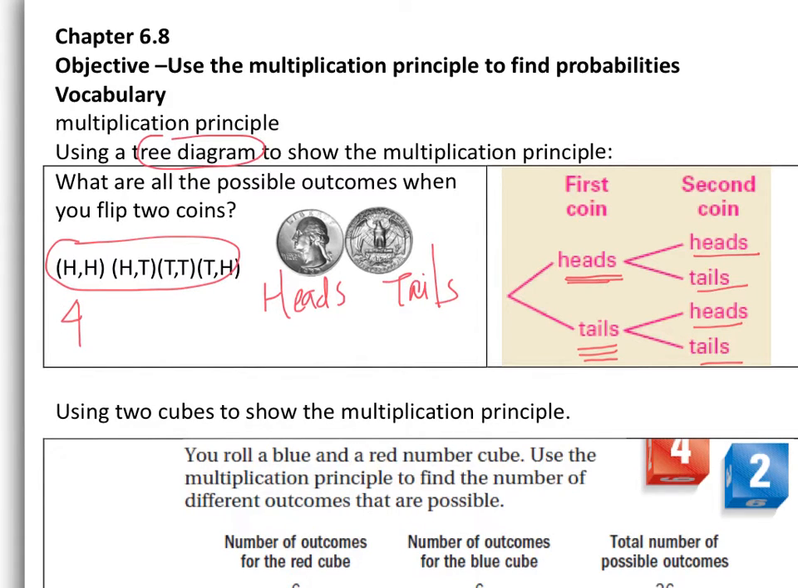So we can conclude that for the first coin, there are 2 possible outcomes. And for the second coin, there are also 2 possible outcomes. And if we multiply 2 by 2, we get 4, which is the same as the 4 when we use the tree diagram. Okay, so this illustrates the multiplication principle.